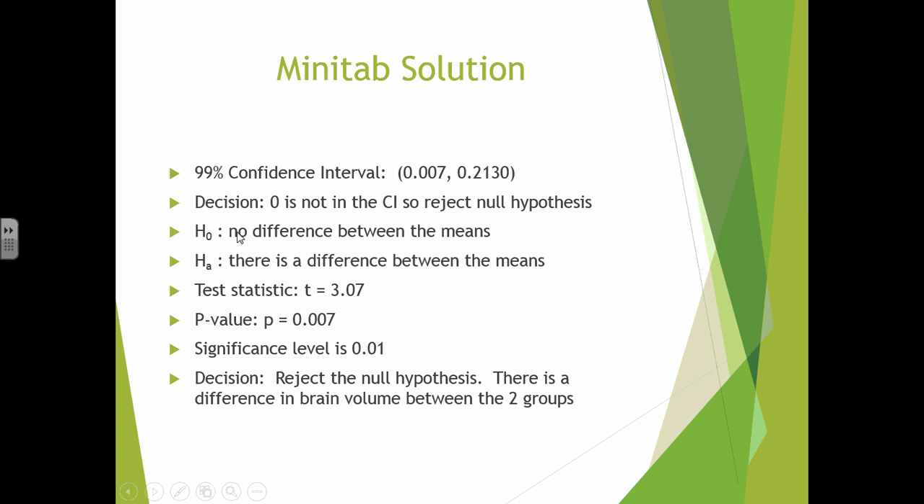The null hypothesis for the test was that there was no difference, and the alternative is that there is a difference between the two means. When I go back and do a hypothesis test, I get a test statistic of t equal to 3.07 and a p-value of 0.007. If I use a significance level of 0.01, again, p is less than the significance level, so my decision is to reject the null hypothesis. There is a difference in brain volume between these two groups. And I'm going to do another example in the Minitab lecture for you.